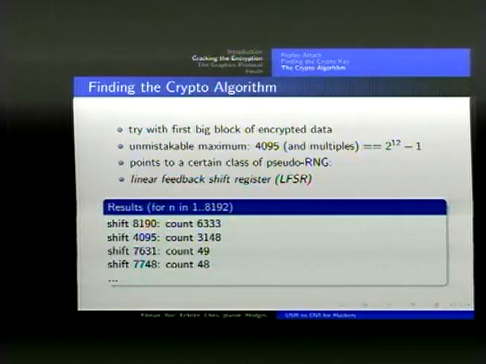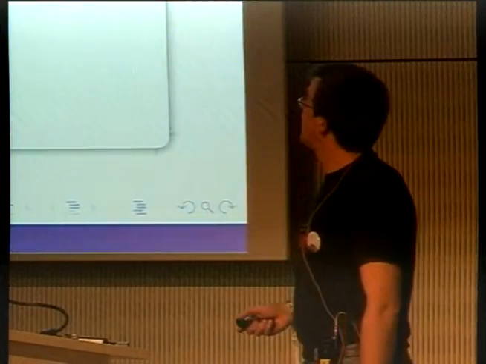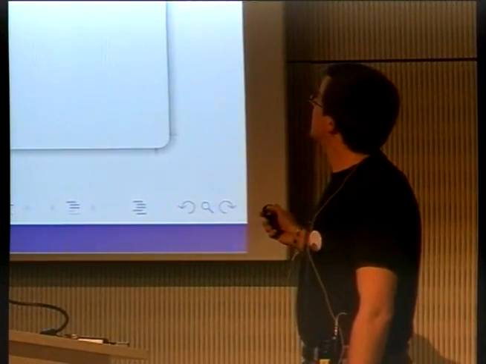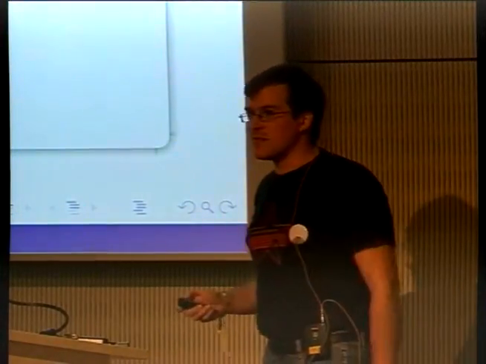And the results were quite convincing. So you can see them here. These are sorted by count. So it's pretty certain to say that the key length is 4095, because this is the maximum, and all of the multiples of this. And this is, of course, 2 to the 12th power minus 1, as most of you might already have seen.